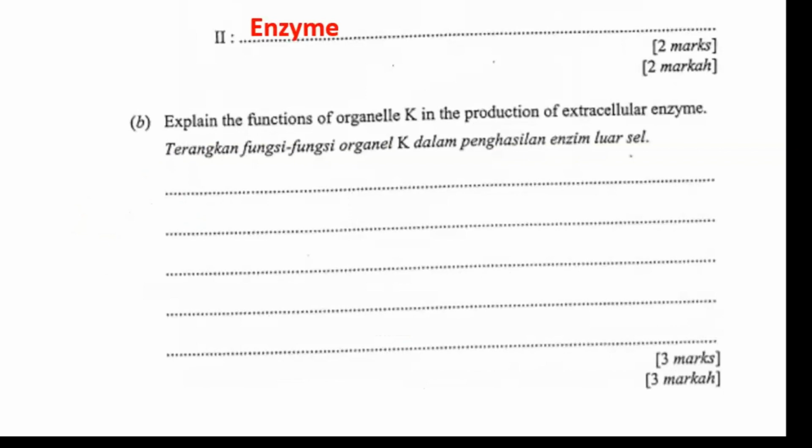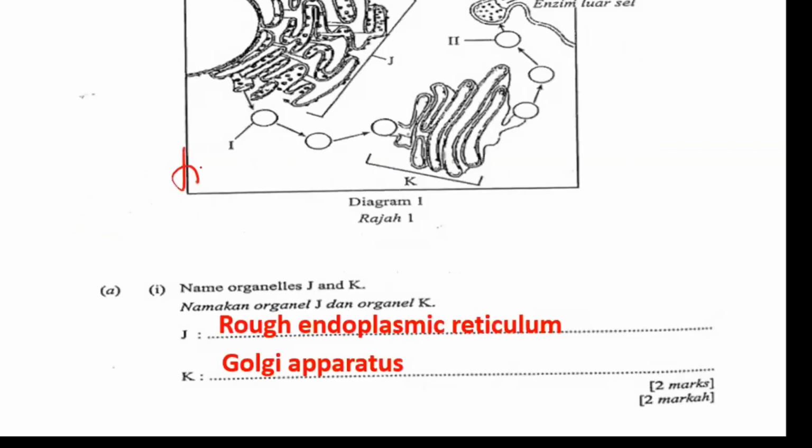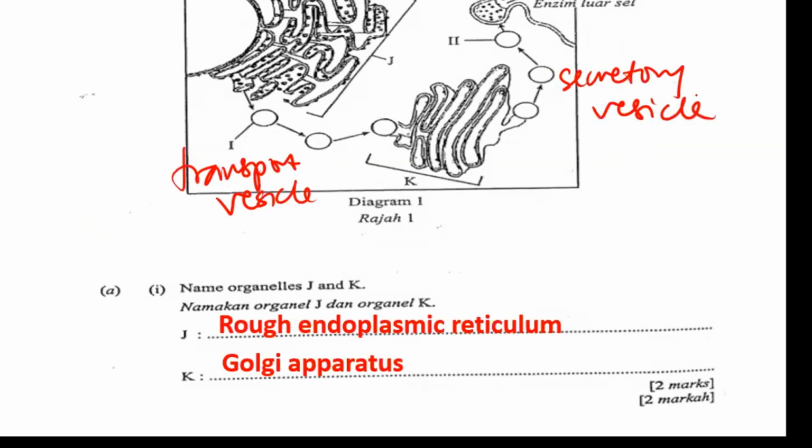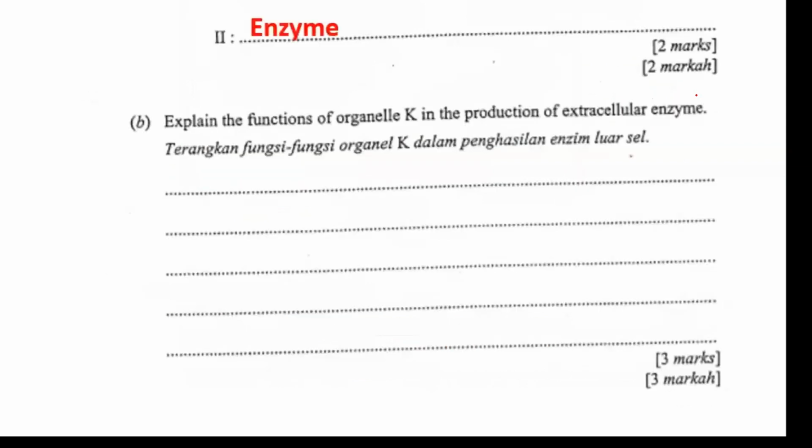And just to remind you, right, you can write transport vesicle if you haven't. I bet some of the students have written it. Transport vesicle. This one is secretory vesicle. Okay, next. I want you to try B. Draw one star, try B. Just take 1 minute, will do. Guys, 1 minute.